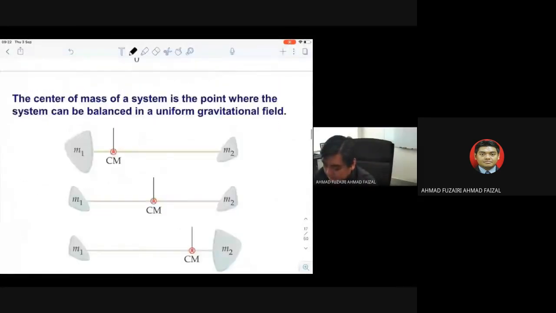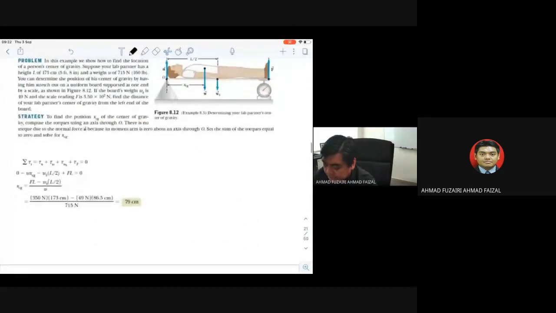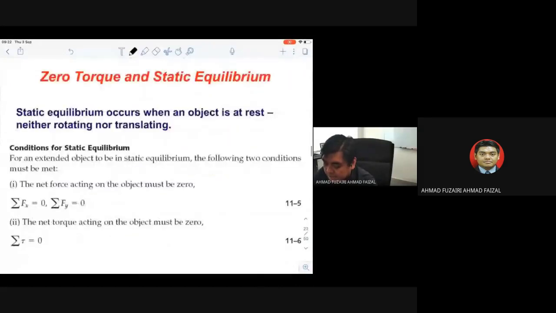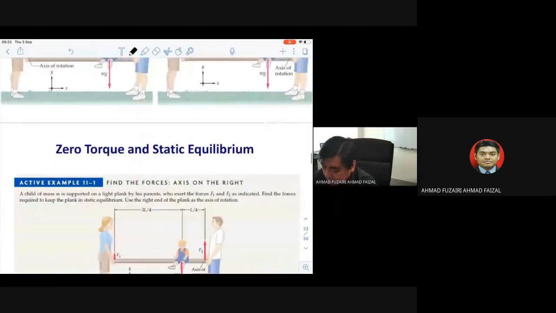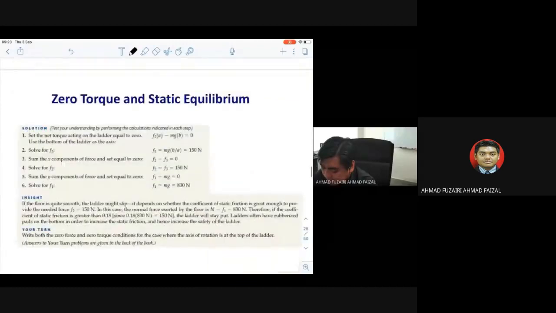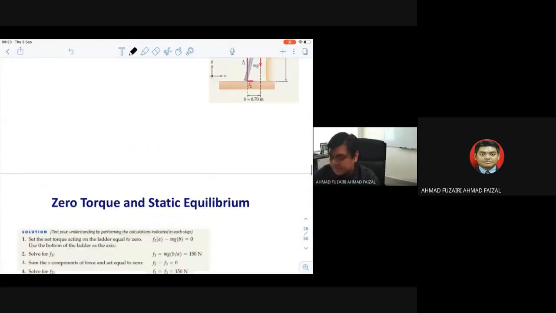So in this case, we will skip this part, the center of gravity, because it's only qualitative, and we go straight away to this one, zero torque and the static equilibrium. We have already learned this thing. Okay, let's look at another example.